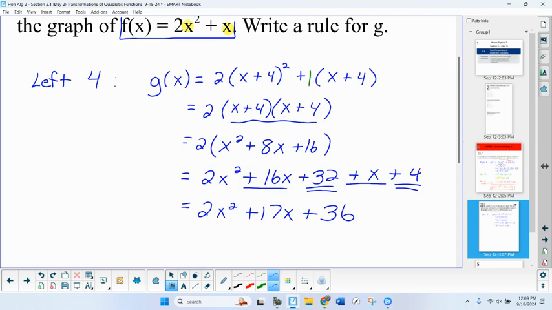Next thing is 1 down. So Ty, you get the easy one. What do you do to go down 1? Subtract 1. Down 1, subtract 1. What do you get? 2x squared plus 17x plus 35.